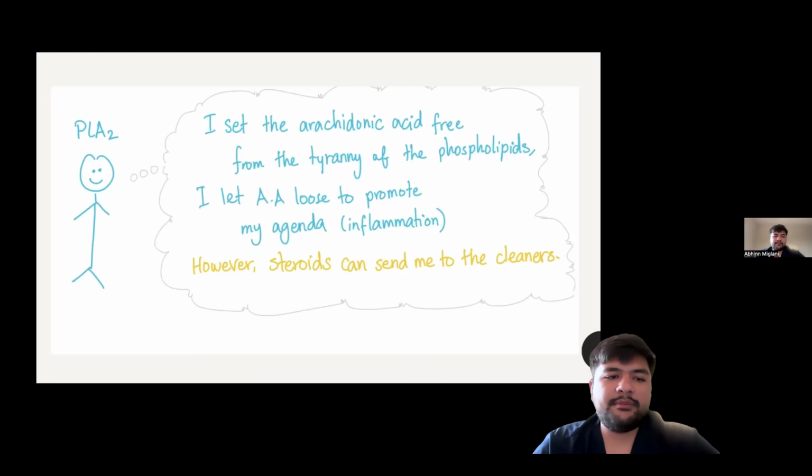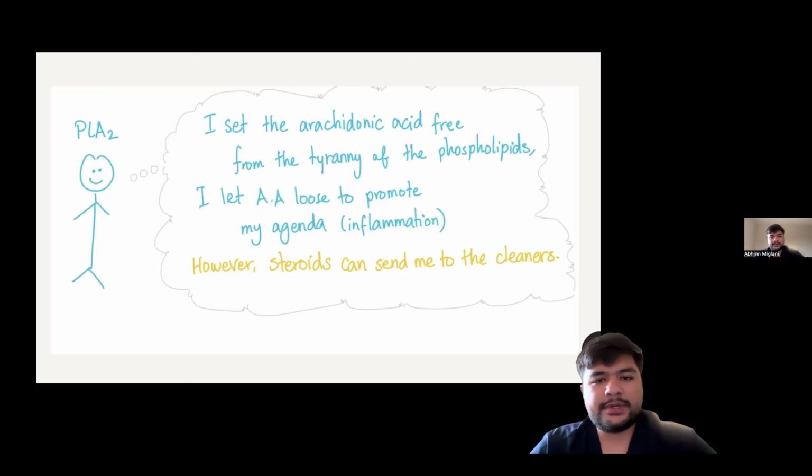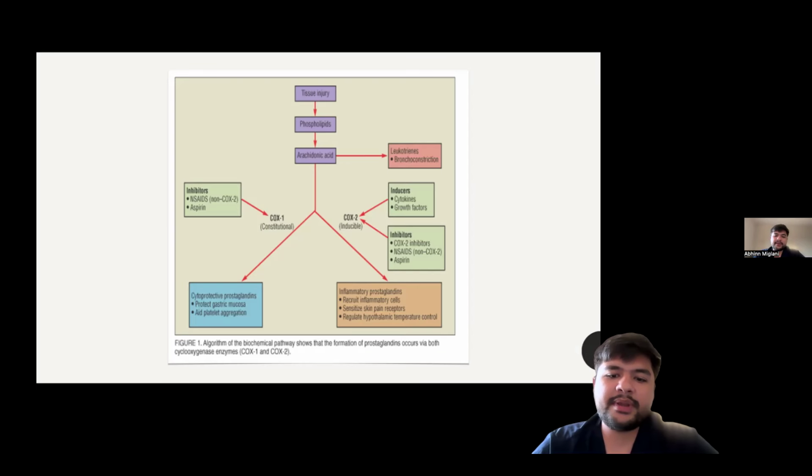So actually, this meme is not made by me. I've taken this somewhere from a YouTube video, but it seemed to be interesting, so I added this to my slide. So this is the basic mechanism of the formation of prostaglandins.